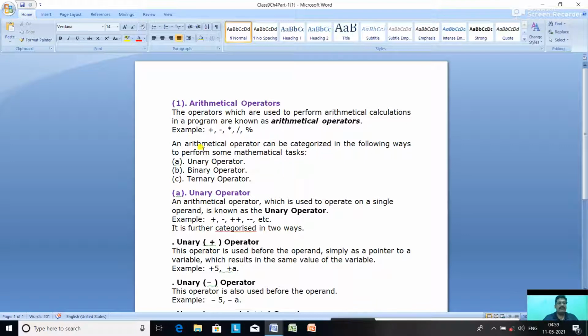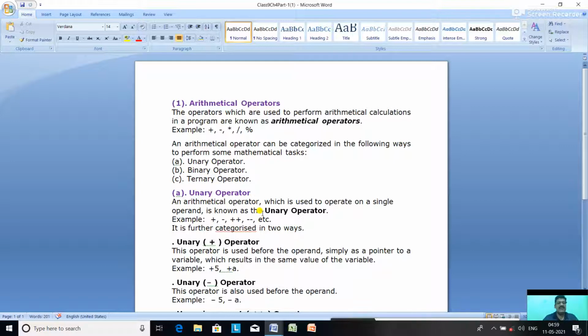Now, an arithmetical operator can be categorized in the following ways to perform some mathematical task. So what are the different arithmetical operators? They are unary operator, binary operator, and ternary operator. Once again, unary operator, binary operator, and ternary operator.